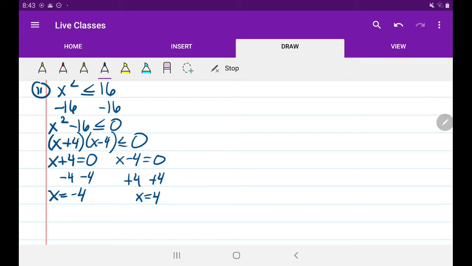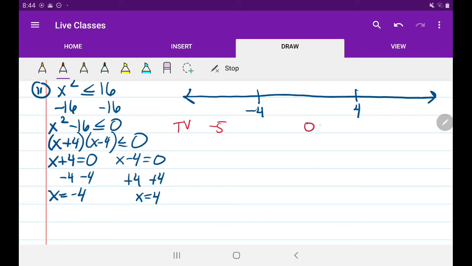And then x is a positive 4. And we'll go ahead and put those on the number line. And so we'll have negative 4 and positive 4. We can pick some test values. We'll do negative 5, 0, and positive 5.